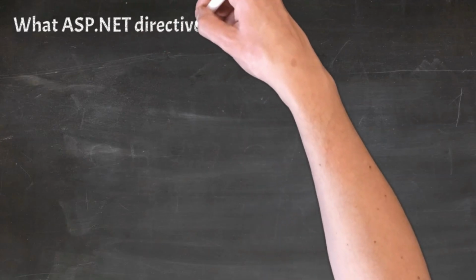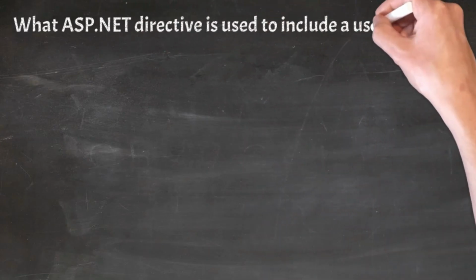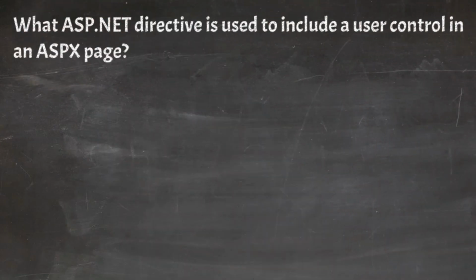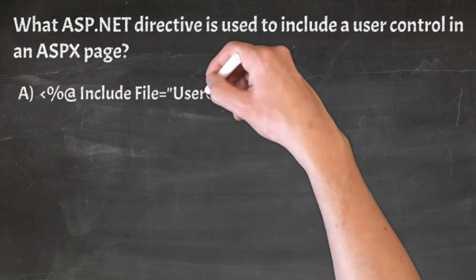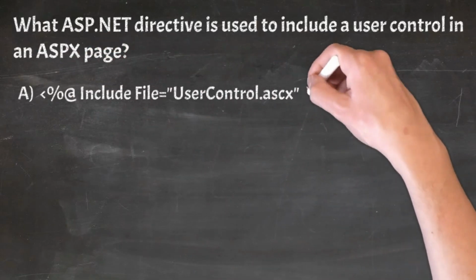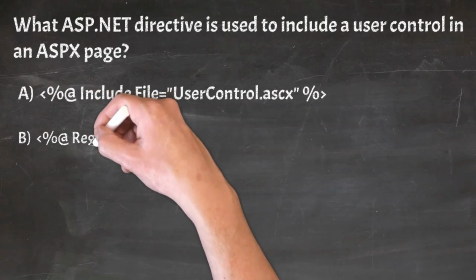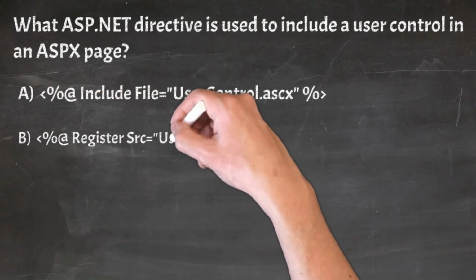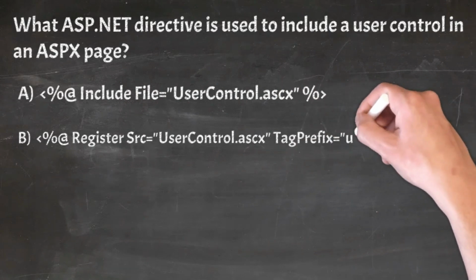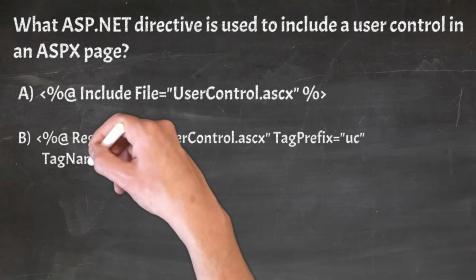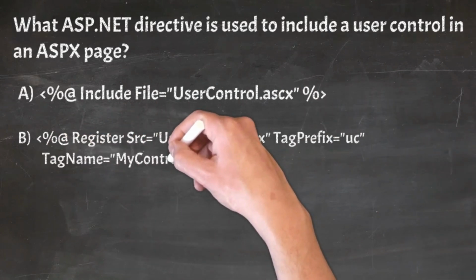Question 7. What ASP.NET directive is used to include a user control in an ASP page? A. <%@ include file="usercontrol.ascx" %>. B. <%@ Register Src="usercontrol.ascx" TagPrefix="uc" TagName="mycontrol" %>.